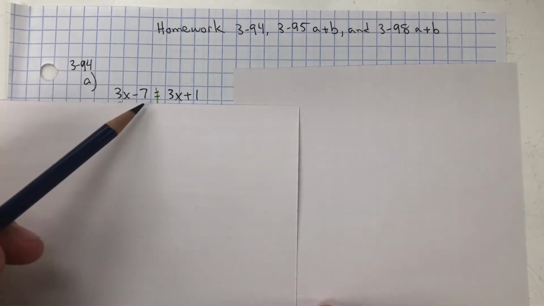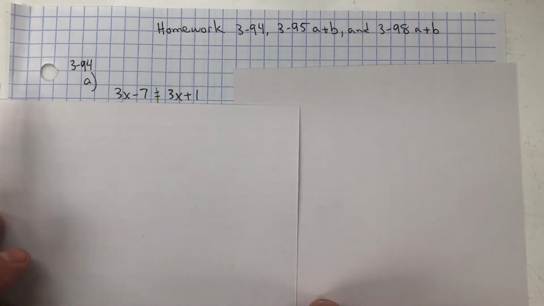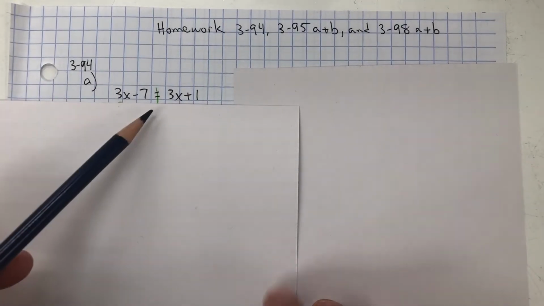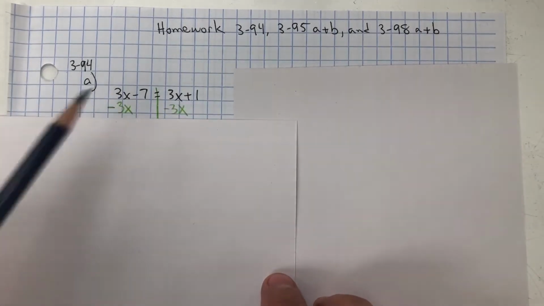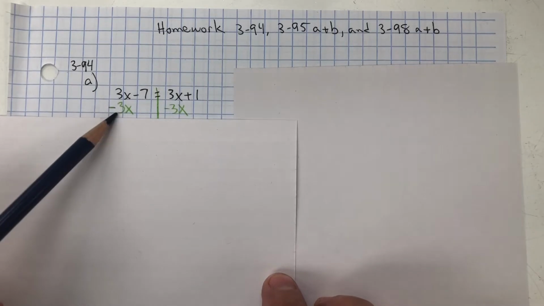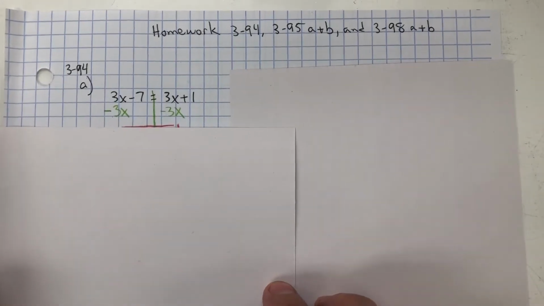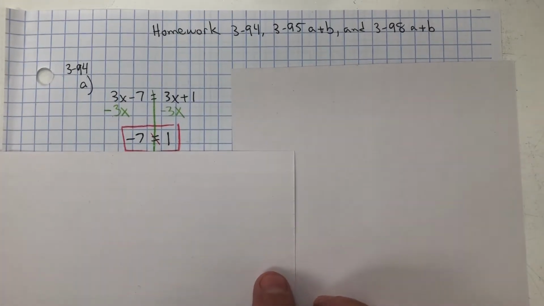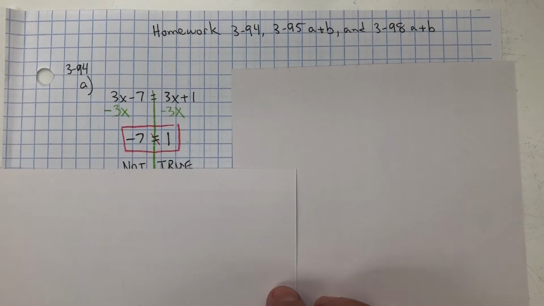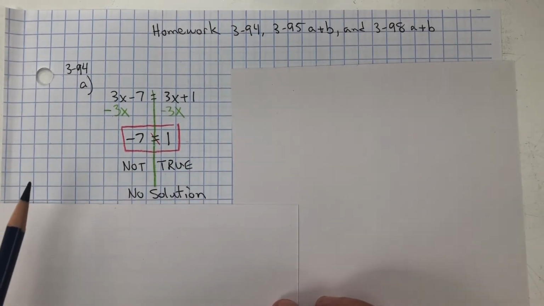You have 3x minus 7 equals 3x plus 1. We need to isolate the variable, so we need to get the x's to one side. So we're going to do the inverse property of addition, which is subtraction. Subtract 3x from both sides, and we end up with negative 7 equals 1. That's not true. So this would have no solution.